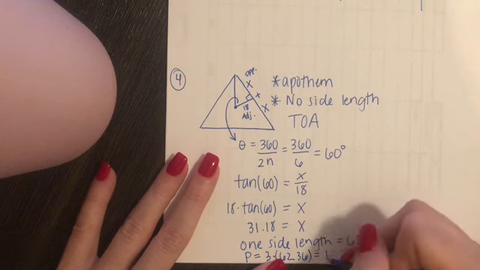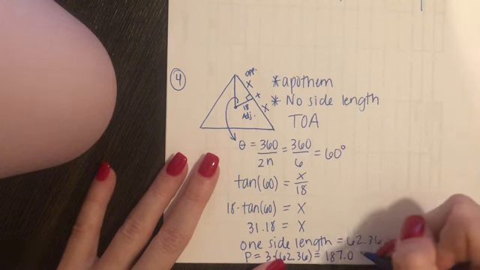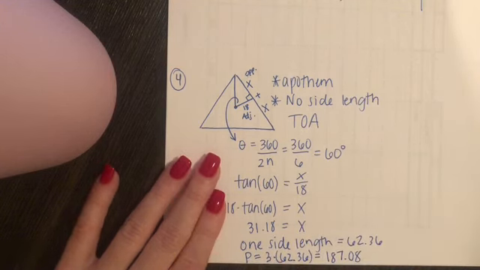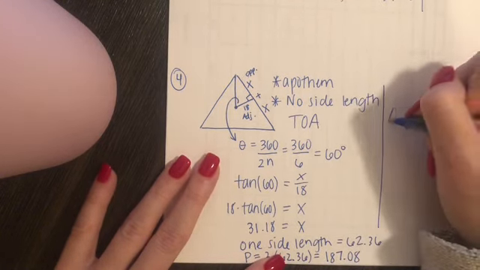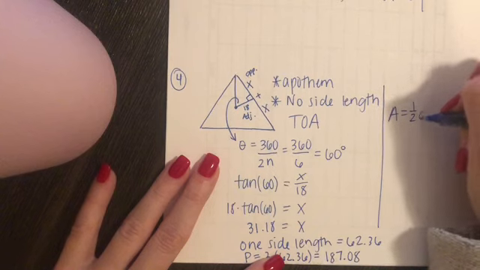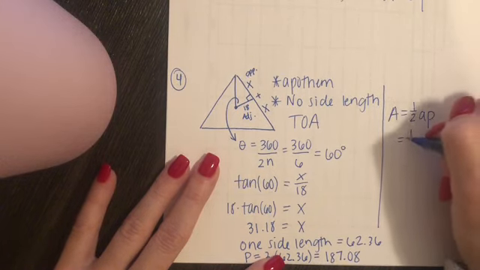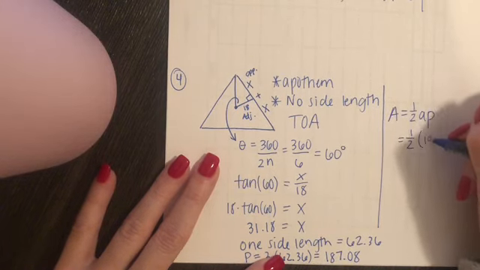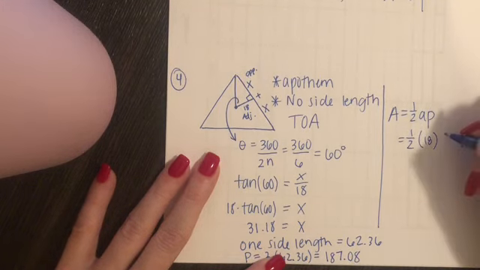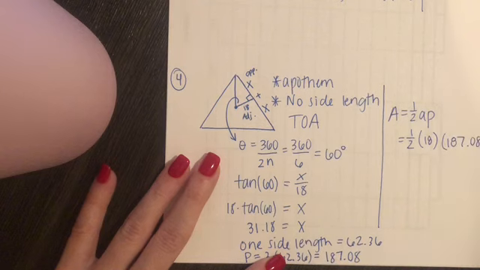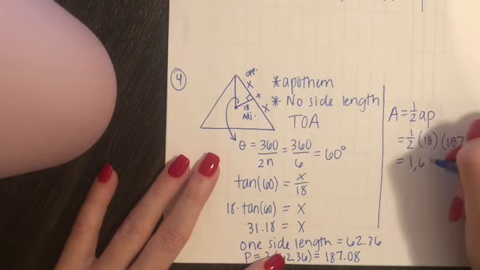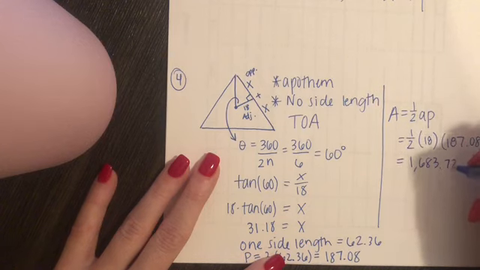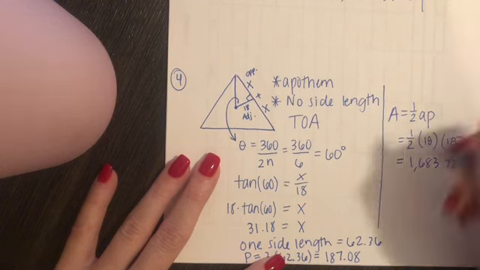That means our perimeter is 187.08. Now that I know my apothem and my perimeter, I can plug everything in. So that's 1/2 times the apothem, which they gave me as 18, times the perimeter, which we calculated as 187.08. When you crunch the numbers, you get 1,683.72 square millimeters.